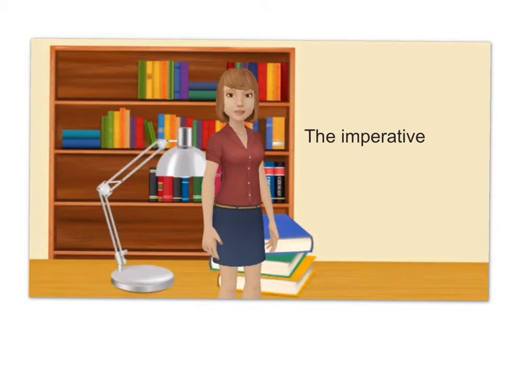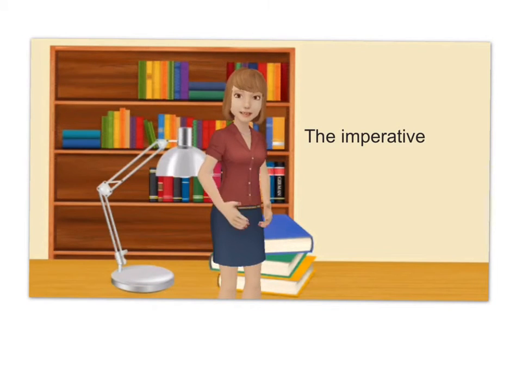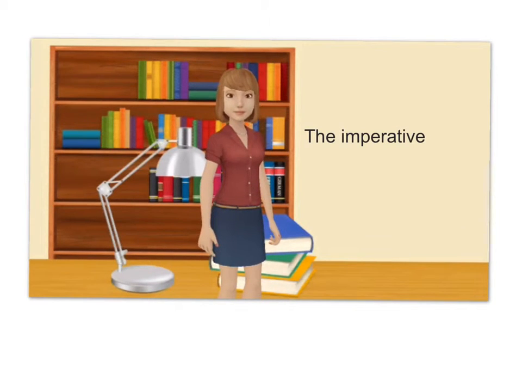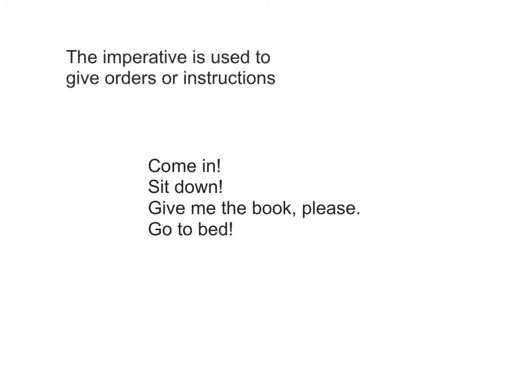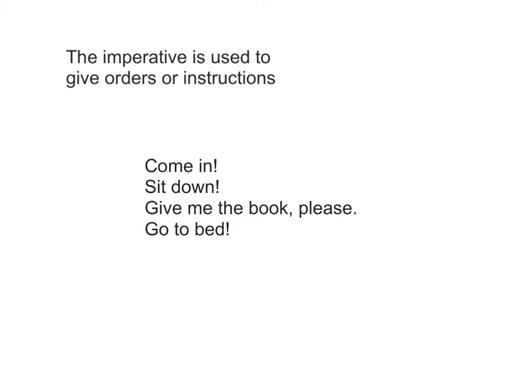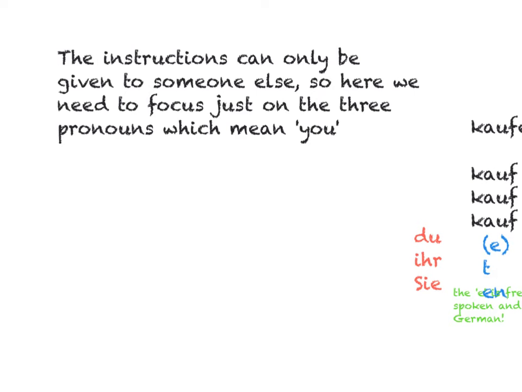Today we are going to learn how to form the imperative in German. We use the imperative an awful lot in English. It is used to give orders or instructions. In English, you might hear them like this: Come in, sit down. Give me the book, please. Go to bed.